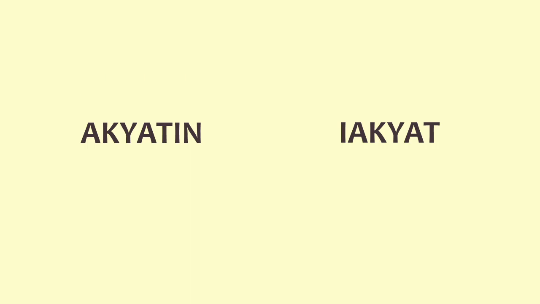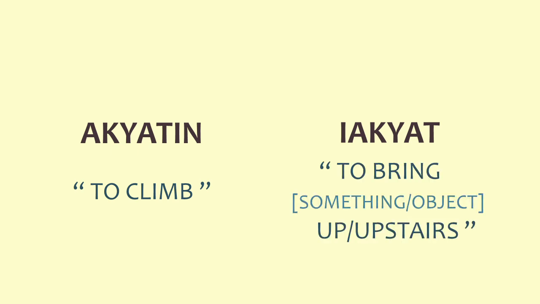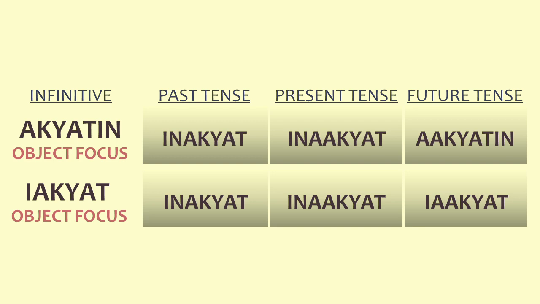So, what is the difference between the two? It's pretty straightforward. If you're using akyatin, that means to climb, while iakyat means to bring something or an object up or upstairs. Now, let me show you quickly the past, present, and future tenses of these two verbs.